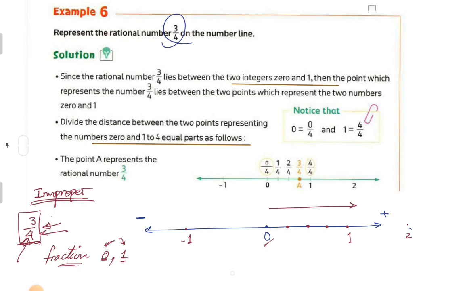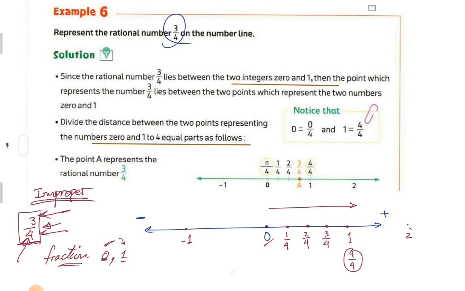Now look at the numerator. We have 3. Count 3 from the 0 in the direction to 1. 1, 2, 3. Here put 3 over 4. What's here? 1 over 4, just 1 part. Here 2 over 4, 2 parts. 3 over 4.